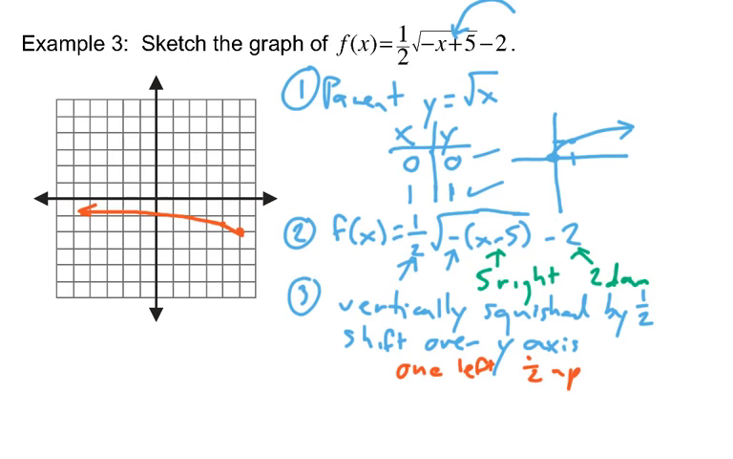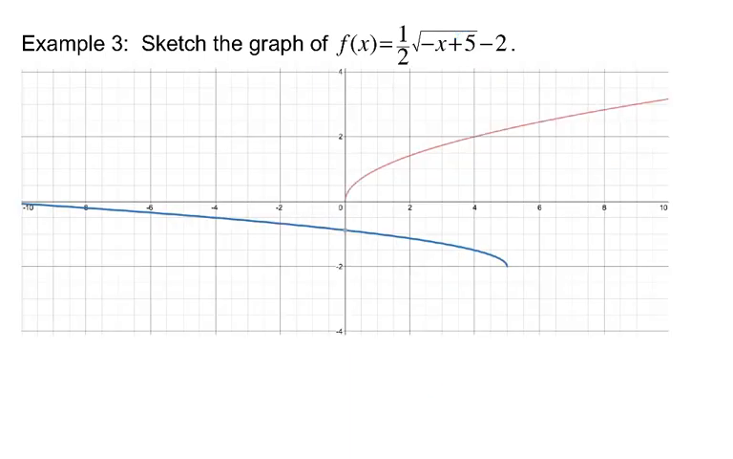Let's take a look at this in Desmos though and see if this looks right. So I'm going to look over here. Here is my original function, square root of x. And notice in the second function in the blue, that's the one that I was going for. And it is indeed shifted to the right by 5 and down by 2. It's reflected over the y-axis. And it is squished down vertically by a factor of 1/2.